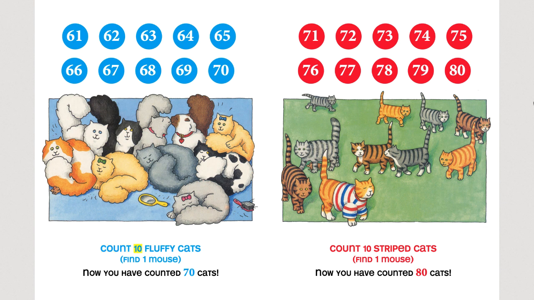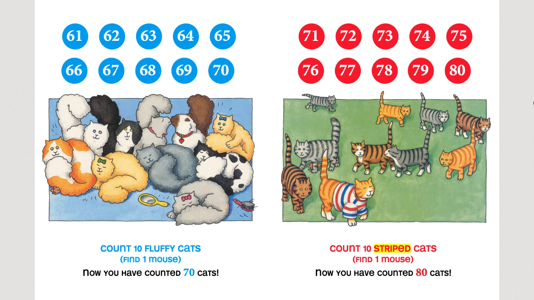Count 10 fluffy cats. Find 1 mouse. 61, 62, 63, 64, 65, 66, 67, 68, 69, 70. Now you have counted 70 cats.